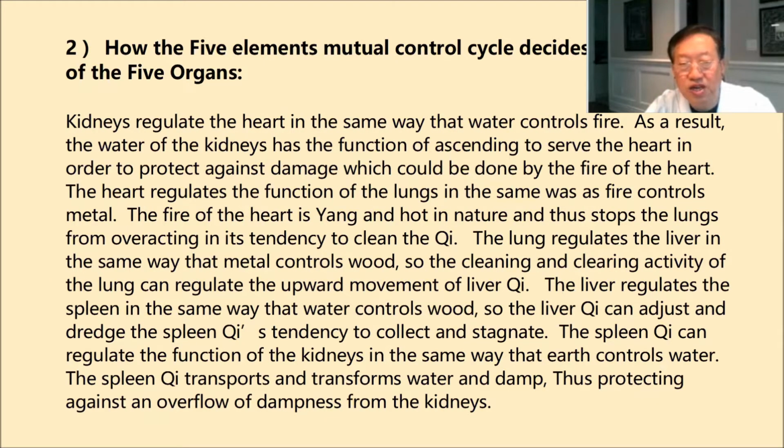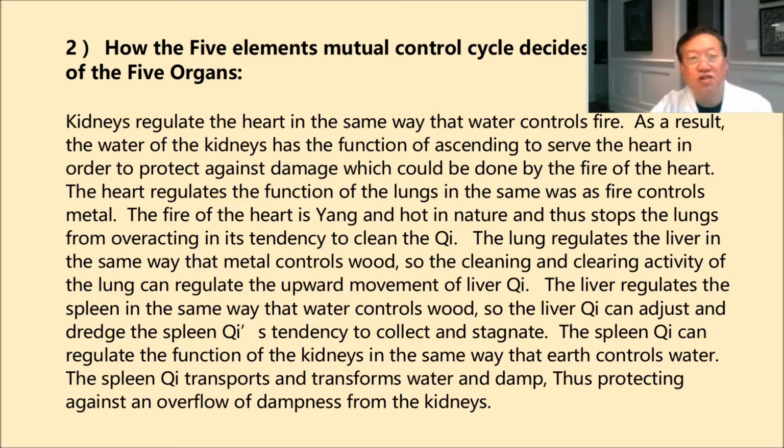How the five elements mutual control cycle decides the regulation of the five organs. The kidneys regulate the heart in the same way that water controls fire. As a result, the water of the kidneys has the function of ascending to serve the heart in order to protect against damage which could be done by the fire of the heart. The heart regulates the lung in the same way as fire controls metal. The fire of the heart is yang and hot in nature, and thus stops the lungs from overacting in their tendency to clean the qi.